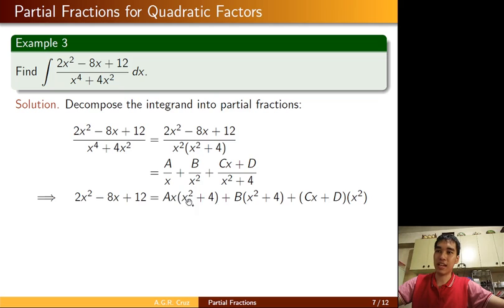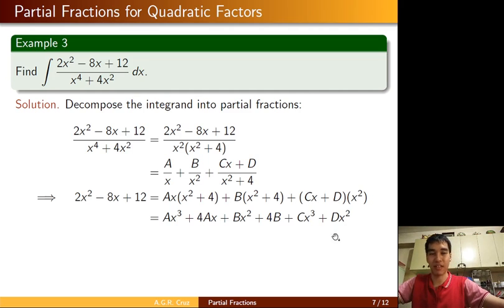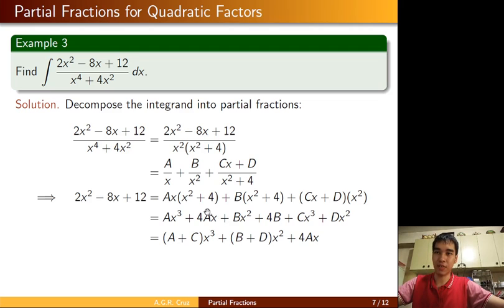So distributing ax to this binomial, we should get here ax cubed and then plus 4ax. Ito naman, you should get bx squared and then plus 4b. Then finally, for this term, you should get cx cubed and then plus dx squared. And then the next step is to combine like terms. For instance, combining the terms with x cubed in them, what are they? You have here an a and then plus c. A plus c yung coefficient of x cubed. Next, for x squared naman, you have here b and then d. Tapos for x, our sole x term is 4ax. Our only constant term is 4b.